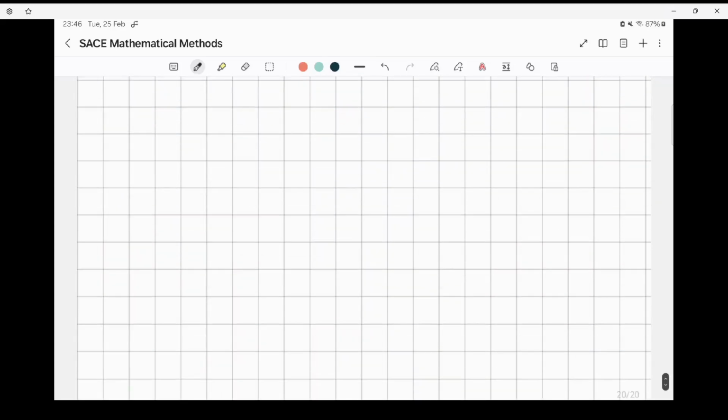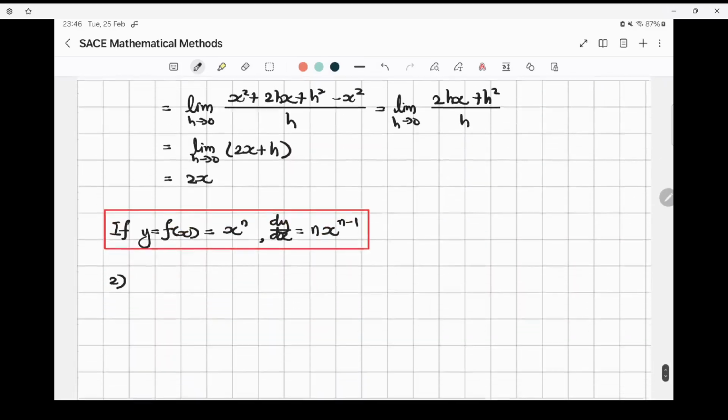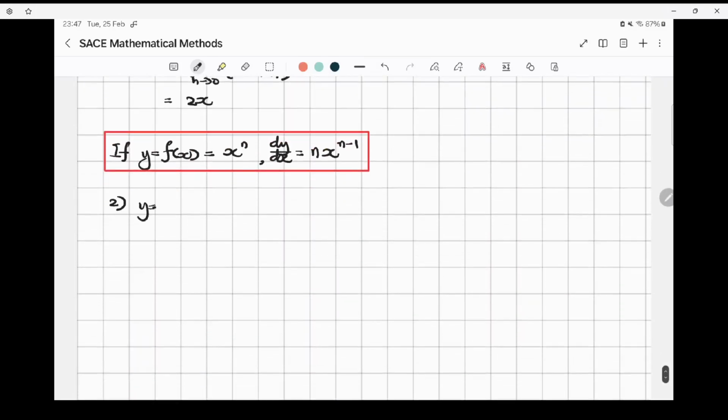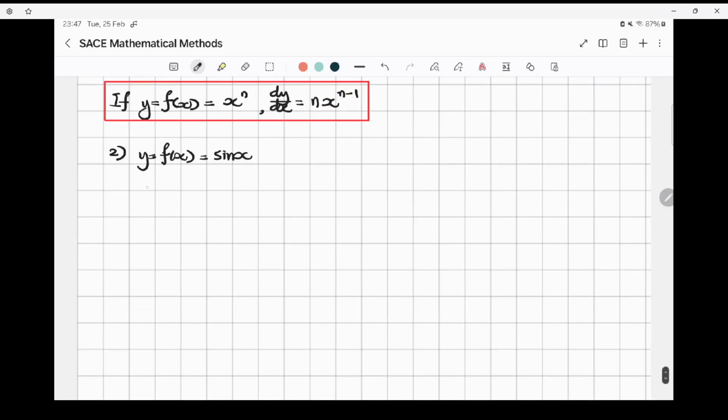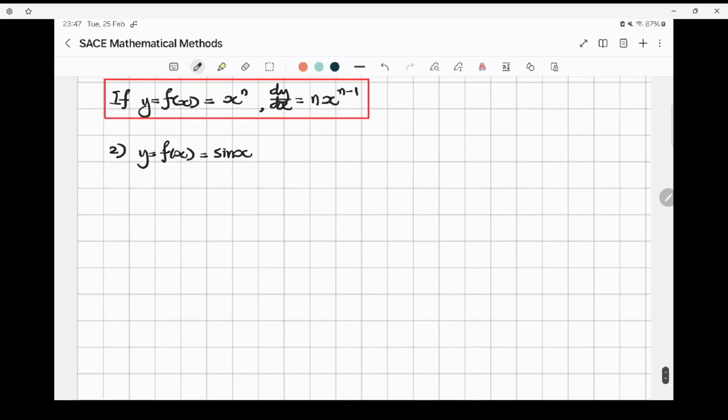Alright, so let's continue on. The second case, y equals f(x) equals sine x. So how would you do it? Let's begin with dy/dx. If you were to do it by first principle, write down the definition.